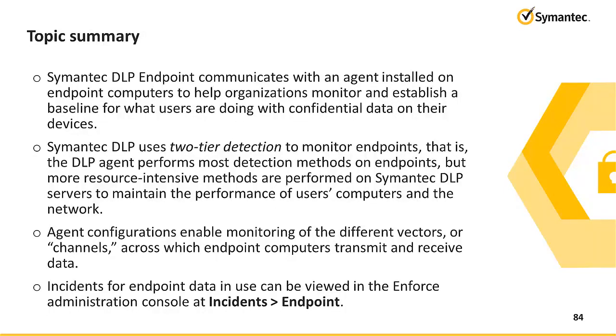Agent configurations enable monitoring of the different vectors or channels across which endpoint computers transmit and receive data. The endpoint channel monitoring categories are destinations, such as removable storage, CD or DVD drives, local drives, printers, and fax machines. Clipboard, meaning copy and paste operations to and from monitored applications. Email, which can include Outlook and Lotus Notes. Web, which includes HTTP, FTP, HTTPS on Internet Explorer, Edge, Firefox, Chrome, and Safari. Configured applications, application file access and cloud storage.